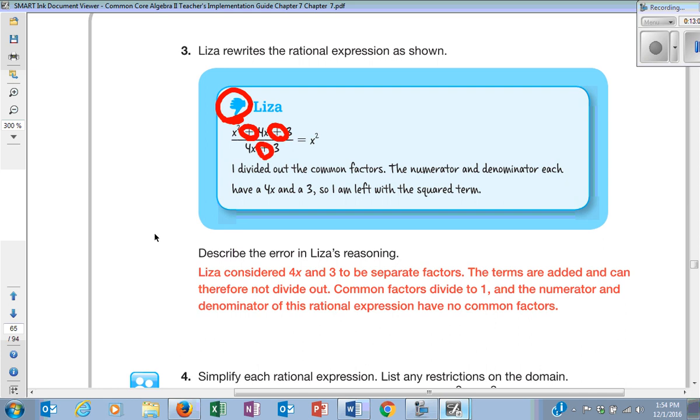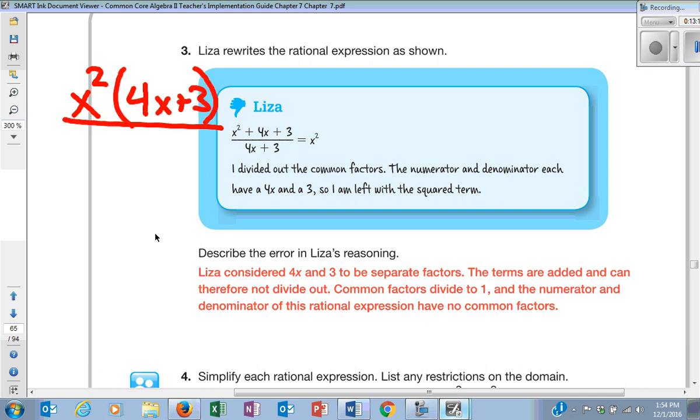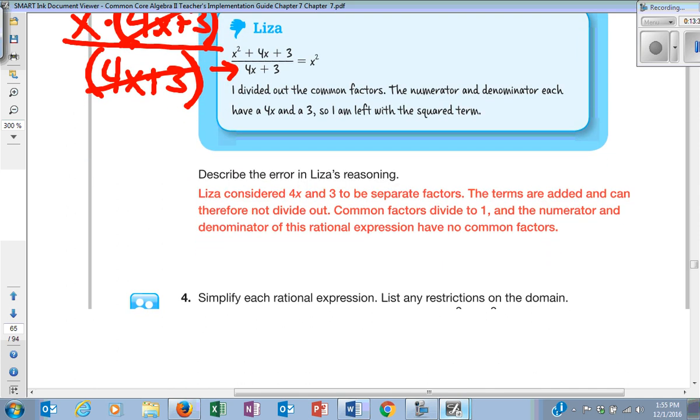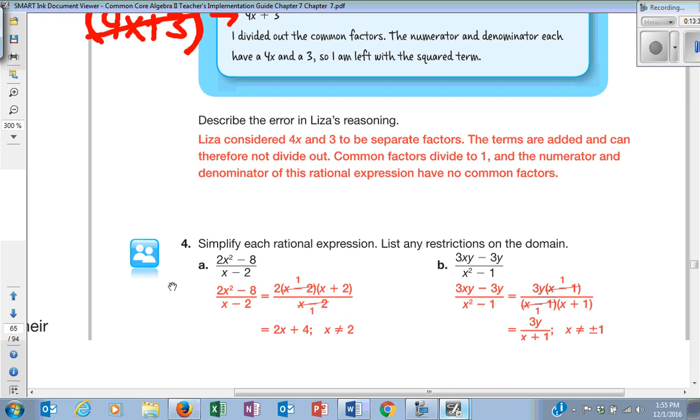The only way that she would be able to cancel them is if this was written as something like this, x squared times the quantity 4x plus 3. Whatever is in the top has to be exactly in the bottom. Now, if she had this, where you have the multiplication between these two terms, so you've got this term and this term, and these guys can cancel each other out because that's multiplication, and these were in parentheses together. So she would be able to do that. But the way she did it, with the way it's written right here, she cannot cancel that out. So you might want to read through what they're saying on some of these things.